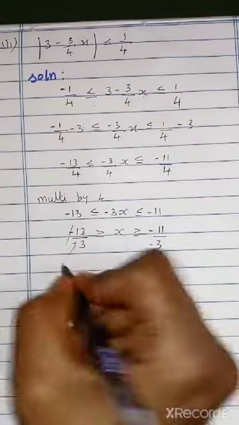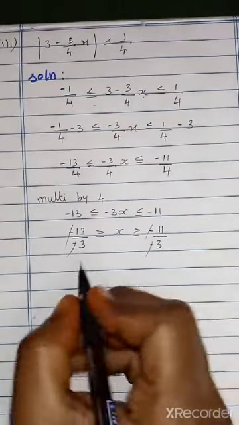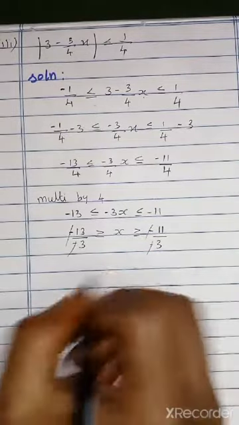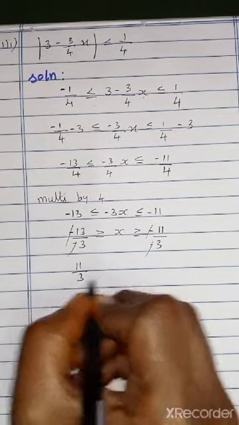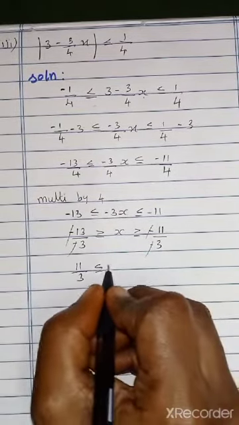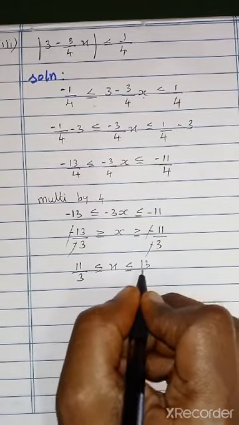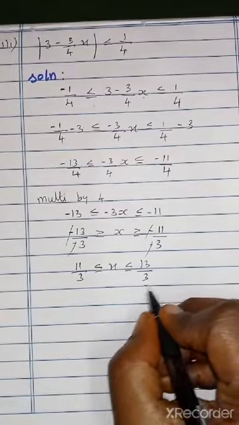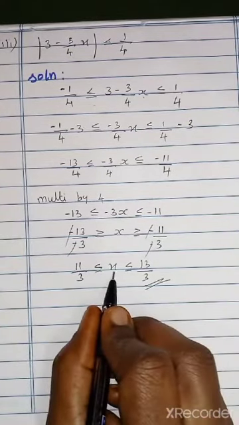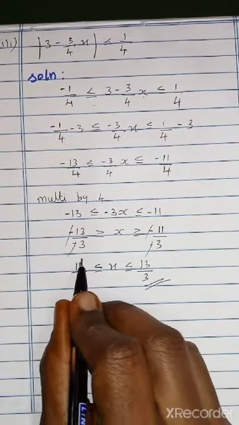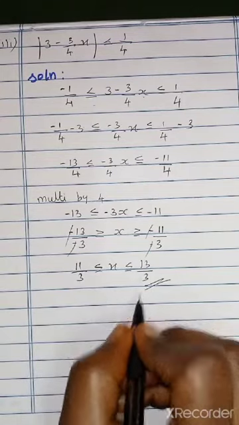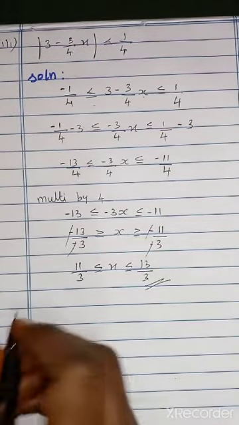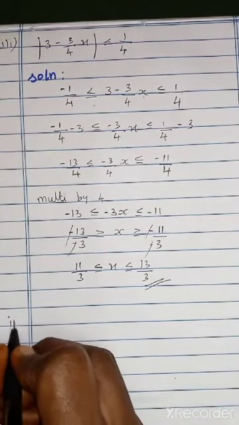So both minus signs will go off. So what will be the answer? We can take it in the correct format: 11 by 3 less than or equal to x less than or equal to 13 by 3. Is that right? So this is your solution set. Therefore x takes value between 11 by 3 and 13 by 3. Okay, your last subdivision.